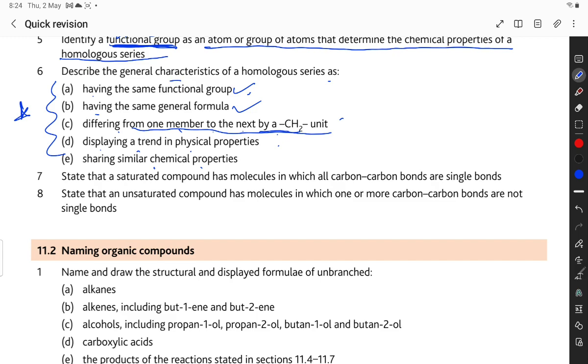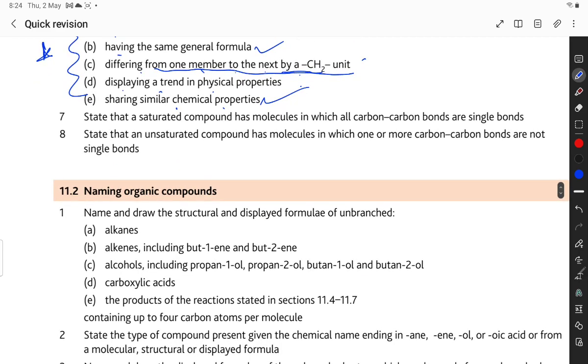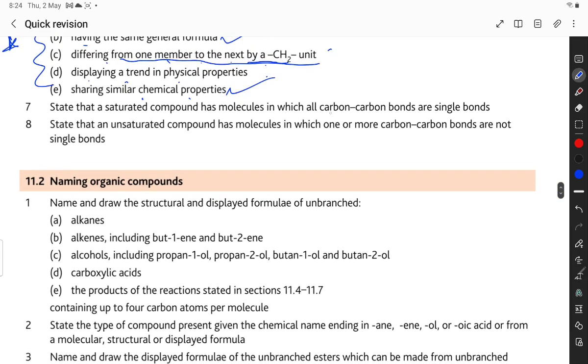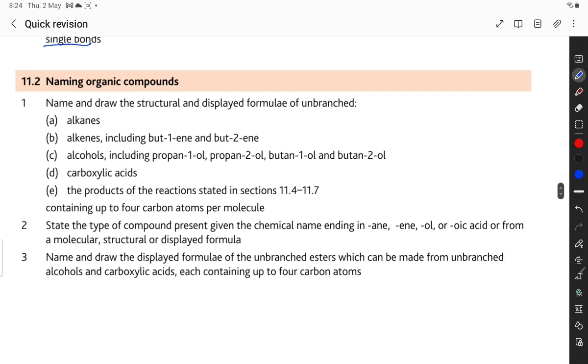These other properties are easy to learn, so write down these, this one and this one, chemical properties. State that a saturated compound has molecules in which all carbon to carbon bonds are single bonds. This is the definition of saturated compounds. Please learn it as it is. State that an unsaturated compound has a molecule in which one or more carbon to carbon bonds are not single bonds, double bonds. You can write down carbon to carbon double bond.